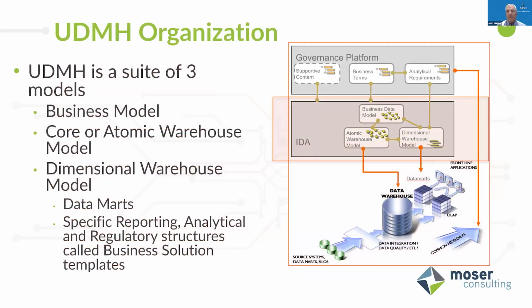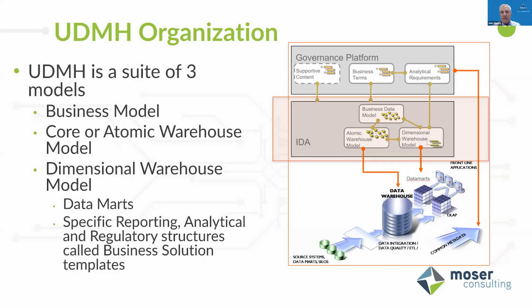Again, I've mentioned it's a suite of three models, and I picked this IBM picture that they used in marketing, and it tells three really important stories all at the same time. The IDA content is the data modeling products that are delivered with UDMH. There's a business model. It's a non-deployable model, a visual representation of the concepts within healthcare, the relationship of those concepts to each other, and a definition of the types of things you would see in the healthcare space.